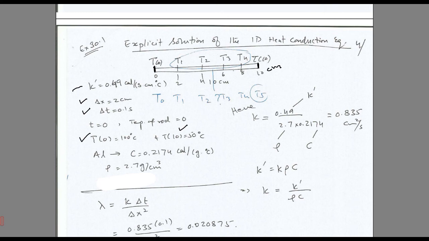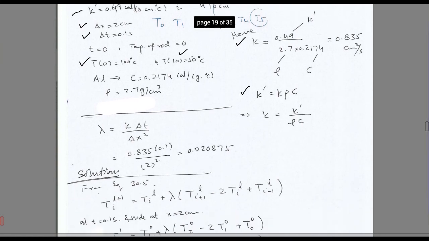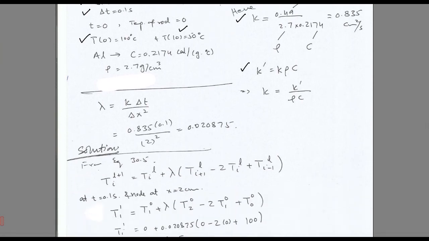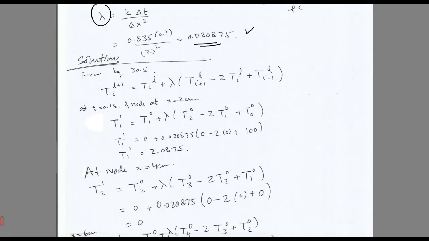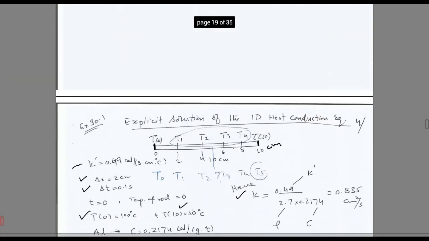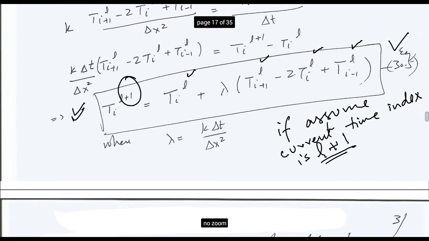By using the formulas, we calculate k, k bar, and finally we have lambda here. The calculation is quite straightforward, and I don't want to emphasize that right now. I would like to emphasize the use of the equation, 30.5, this equation, which we will utilize here.